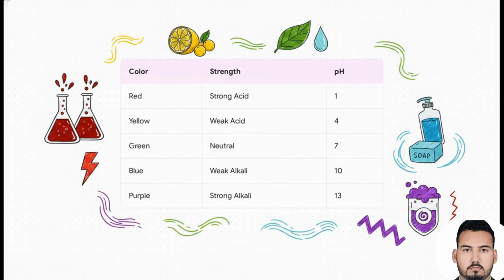Let's attach some hard numbers to those colors so you can match them perfectly on test day. If that universal indicator turns a deep, angry red, you're dealing with a strongly acidic substance, like a pH of 1. If it's yellow, it's weakly acidic, maybe pH 4. Green, that's our safe, neutral pH 7. A nice blue means it's weakly alkaline at pH 10. And a dark, rich purple means it's strongly alkaline, hitting around pH 13.